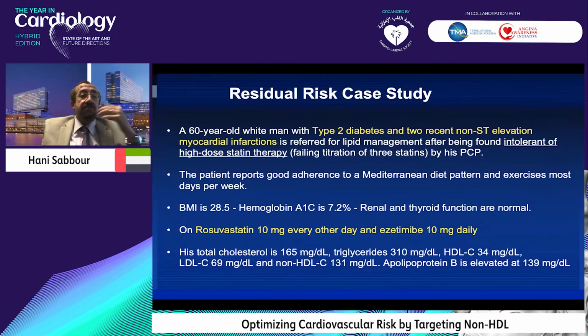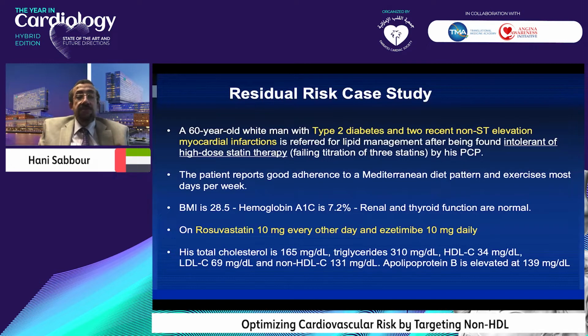So let's put this into real perspective. You have a 60-year-old white male with diabetes and non-ST elevation MI times 2. Now, he is actually intolerant to high-intensity statin. He tried 3 different statins by his PCP. So the patient reports good adherence to a Mediterranean diet, tries to exercise. BMI is 28, A1C is 7.2, not too bad. Renal and thyroid functions are normal.